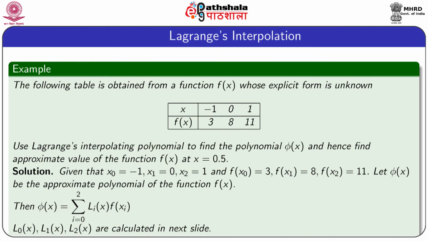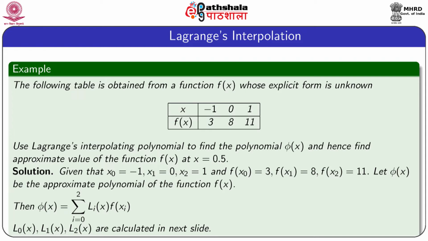Now, let us consider one example to illustrate the Lagrangian interpolation method. Let us consider a table which contains the values of x and f(x). The values of x are -1, 0 and 1 and the values of f(x) are 3, 8 and 11. Our problem is to find the polynomial phi(x) using the Lagrangian method and hence find the value of the function f(x) at x equal to 0.5.